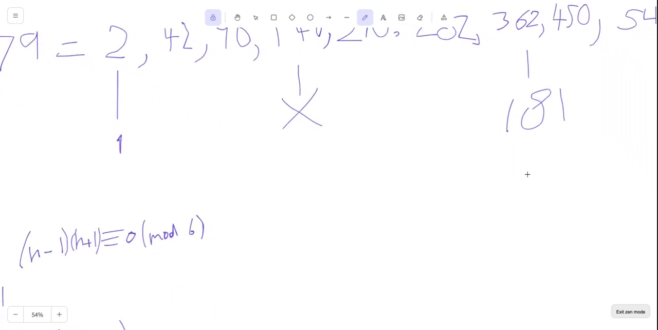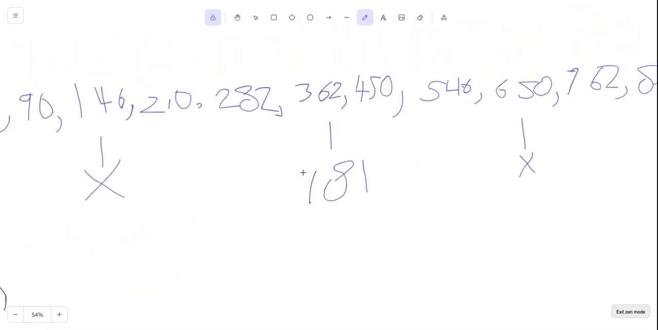Okay. Out of these two numbers, what we just did was make sure it satisfies both conditions. So 181 is our final answer.